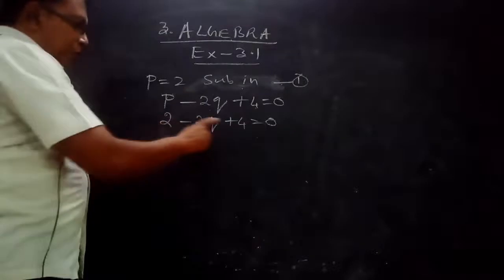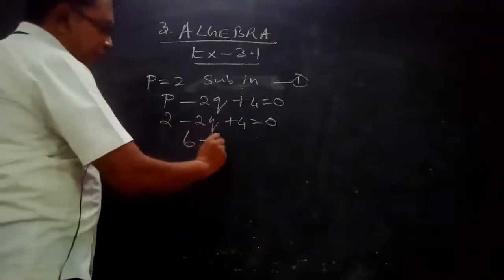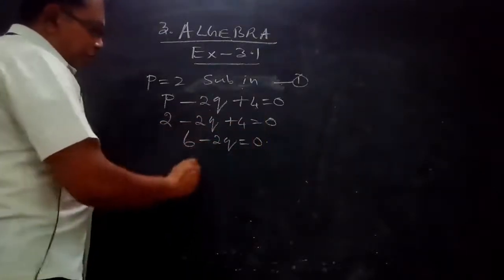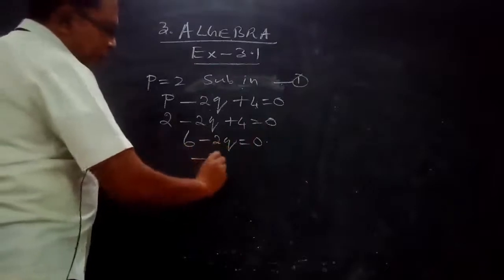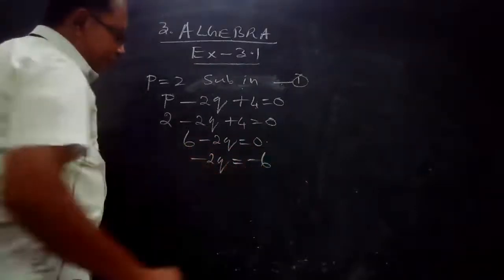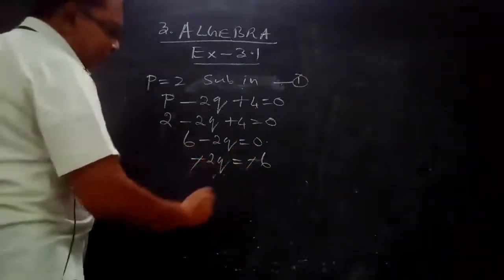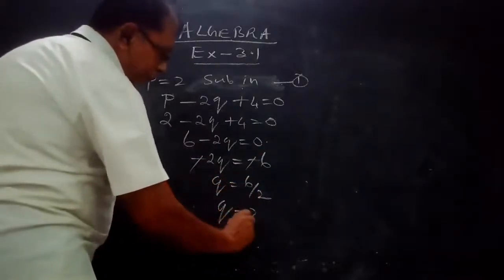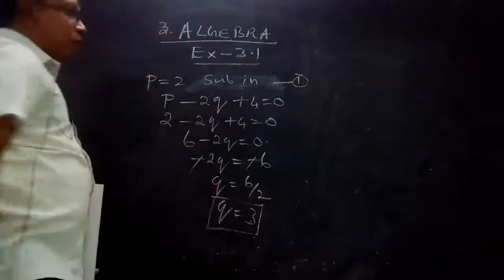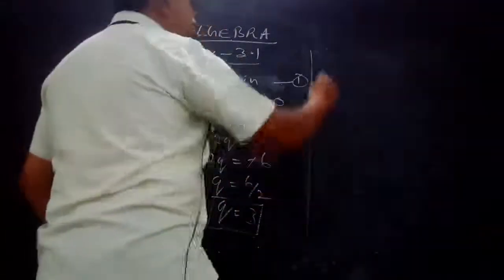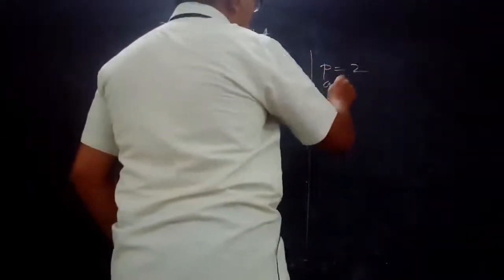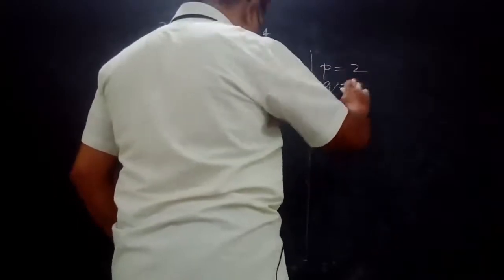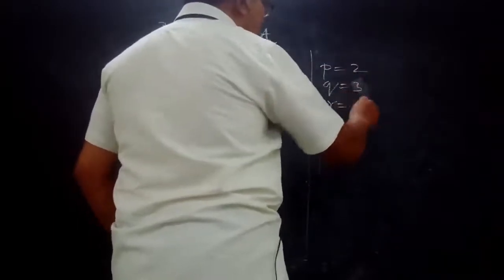Next, 2 plus 4 gives the 6. 6 minus 2q equal to 0. Next, take the 6 to right hand side. Therefore, minus 2q equal to minus 6. Therefore, this minus cancel. Therefore, q equal to 6 by 2. Therefore, q equal to 3. Okay. Therefore, we find out the values: p equal to 2, q equal to 3 and r equal to 4.